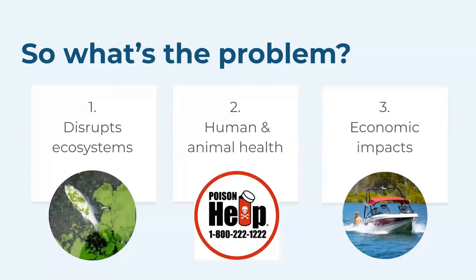There's three main issues that arise when you have a harmful algal bloom event. The first is pretty severe disruption of the water body's ecosystem. The second is effects and threats to human and animal health. And then the third is mostly related to those first two, economic impacts. So I'm going to briefly touch on those just so we can have that context of what exactly is going on and what the problem is with HABs.